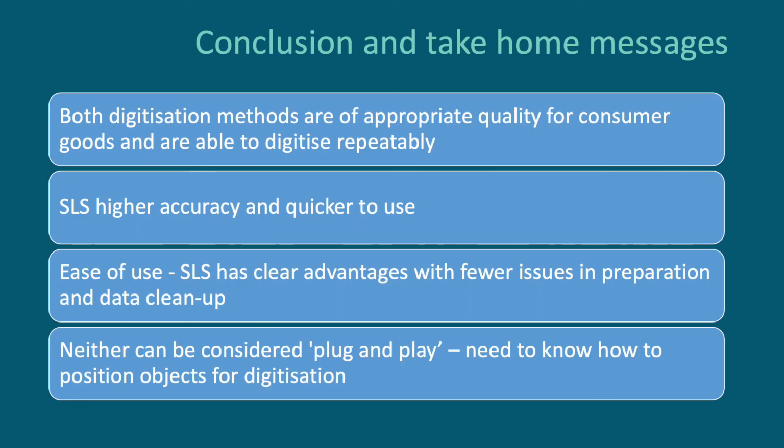So, in terms of conclusions and take-home messages, both digitisation methods are of appropriate quality for consumer goods and are able to digitise repeatably. Structured light scanning achieves a higher accuracy and is quicker to use than photogrammetry. In terms of ease of use, structured light scanning has clear advantages with fewer issues in preparation and data cleanup. Unfortunately, neither of these two techniques can really be considered plug and play, as there is a need to know how to position objects in order to digitise correctly.